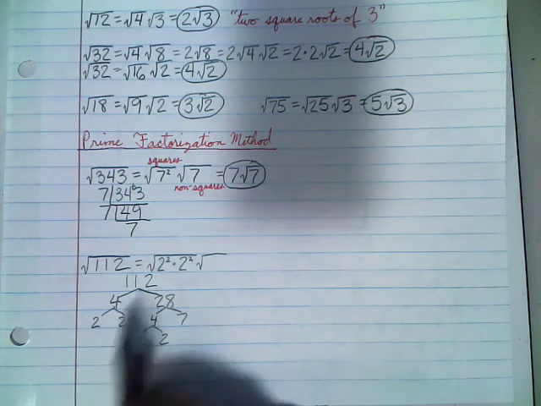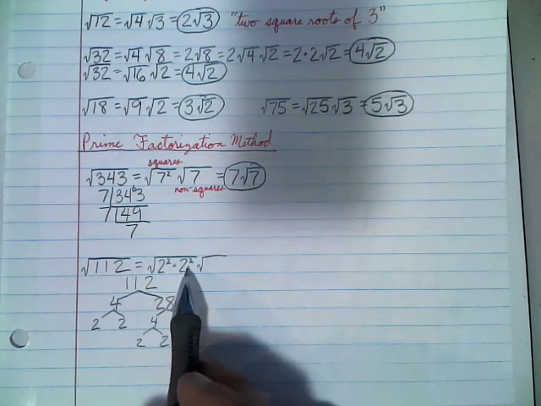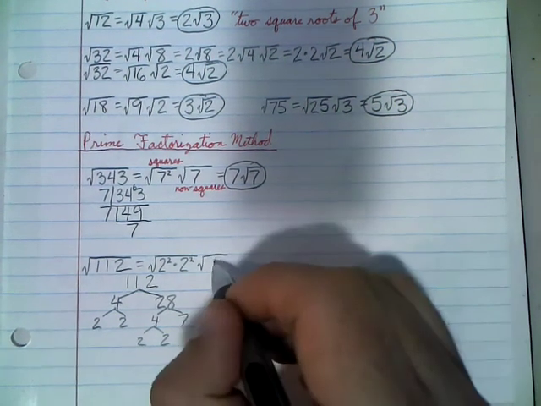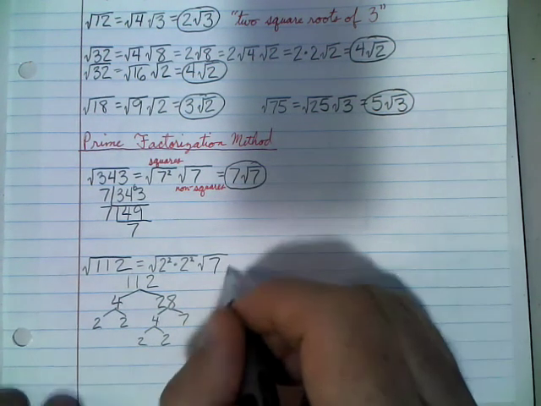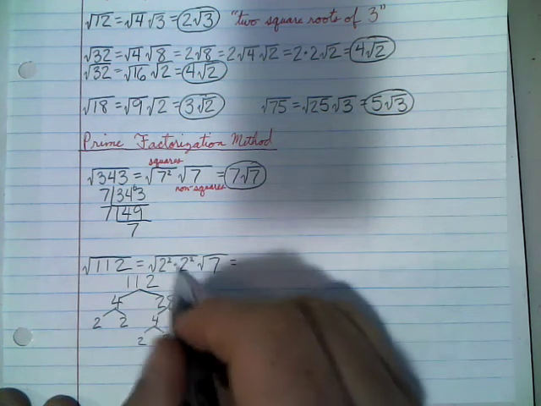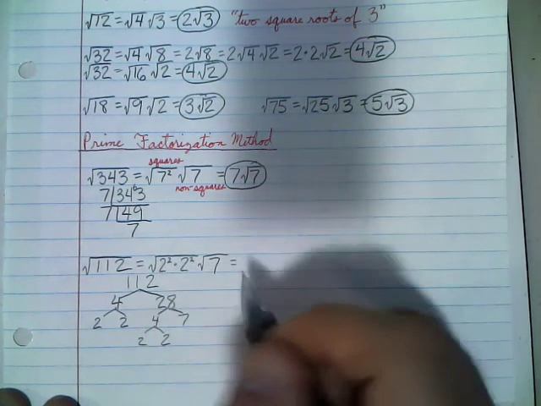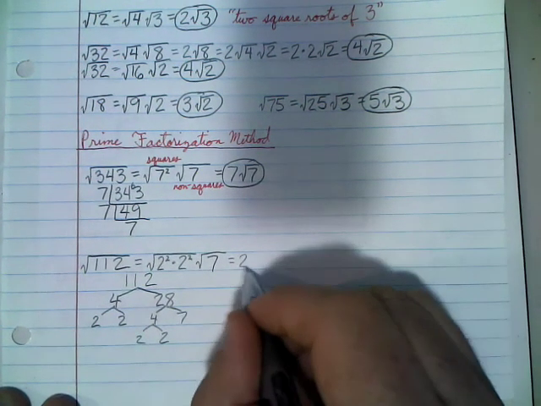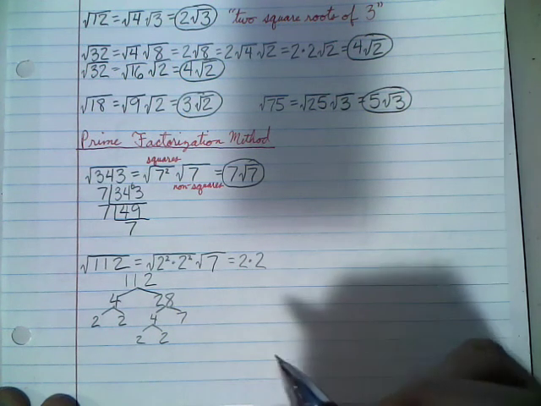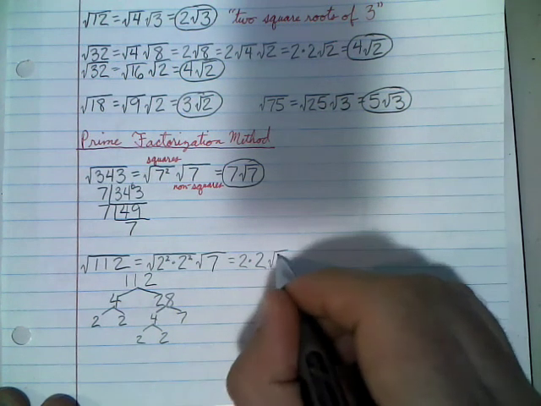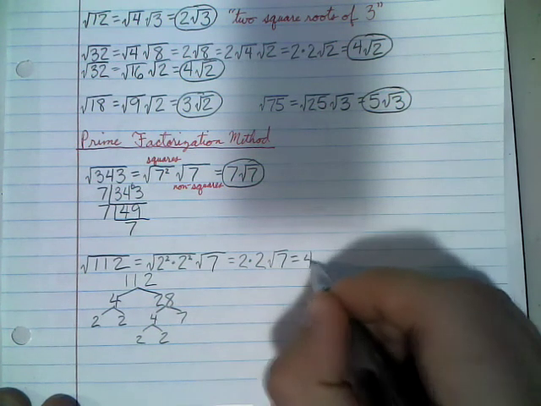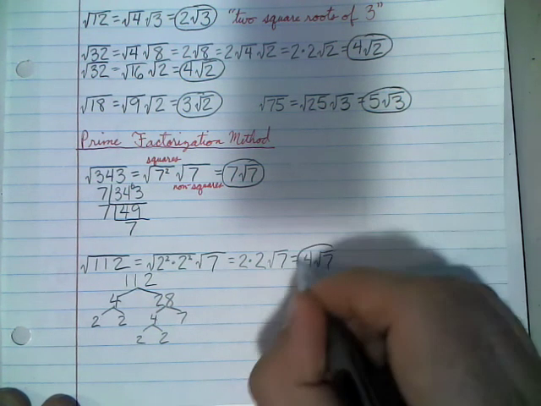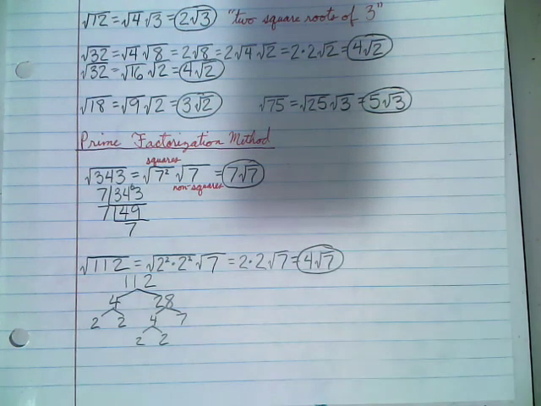So a pair of 2's makes 2 squared, another pair of 2's makes 2 squared, and the only thing left over then is 7. This square root will distribute to both of those and cancel out both of them. So then we'll just have a 2 times 2 without a square root symbol. But the 7 is still stuck behind. Finish it off, 2 times 2 is 4. So 4 square roots of 7.